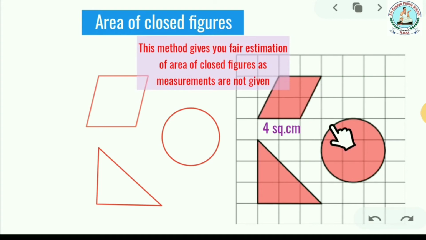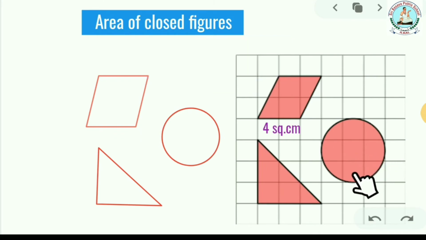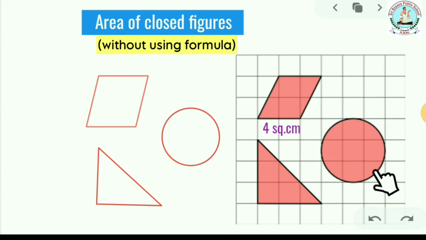And let us find the area of this shape. I am going to count the squares which are completely filled first. 1, 2, 3, 4, 5. Next I am going to consider the squares which are filled exactly half. This half and this half will give me one more, that is 6, and this half and this half will give me one more. So 1, 2, 3, 4, 5, this half and this half make 6, and this half will make one more, that is 7. So the area of this circle is 7 square centimeter.